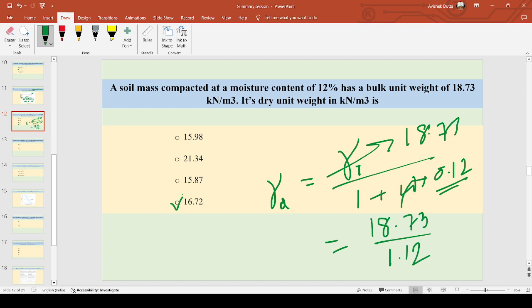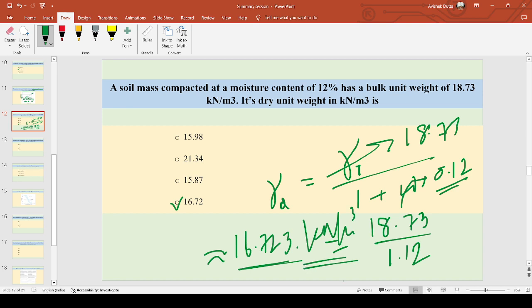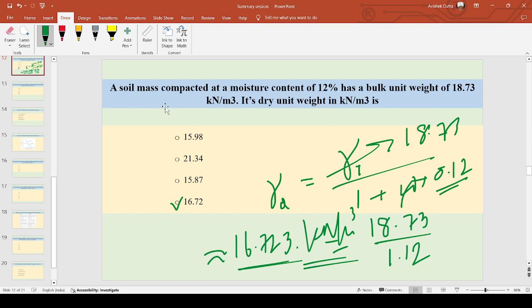I'll just check once. 18.73 divided by 1.12. Yes, 16.723 approximately, in 3 decimal places. And the unit is kilonewton per meter cube. So yes, the fourth one is correct. The formula is dry unit weight equals to bulk unit weight divided by 1 plus moisture content in fraction. Okay, all right. We'll go to the next question.